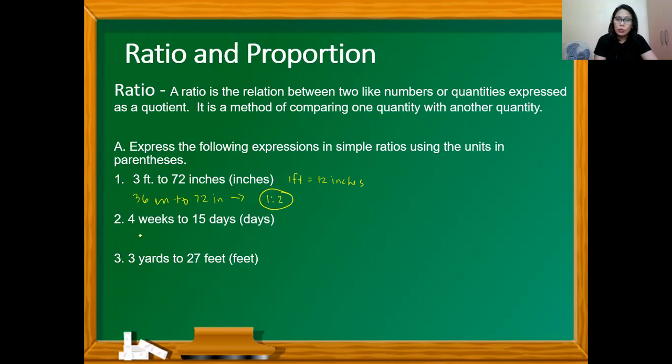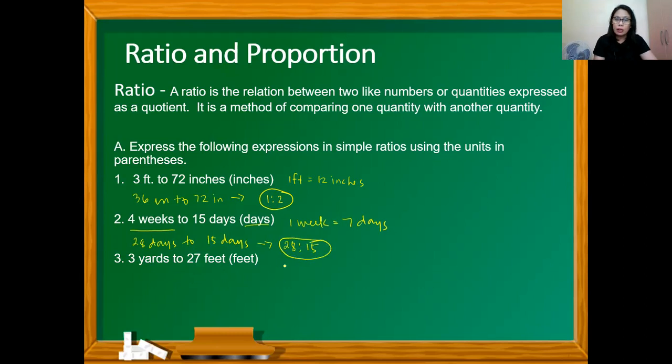For number 2, we have to convert 4 weeks to days as stated in the instruction. We know that 1 week equals 7 days. So 4 weeks can be converted to 4 times 7, which gives us 28 days to 15 days. I guess the only common factor of both 28 and 15 is 1. So this is already the simplified ratio. We can write this using a colon as 28:15.